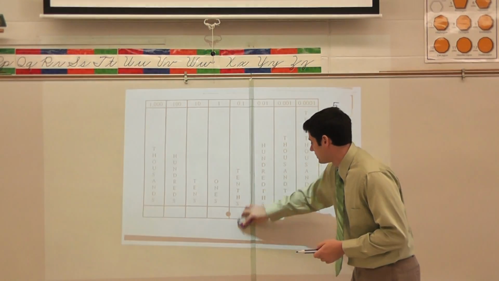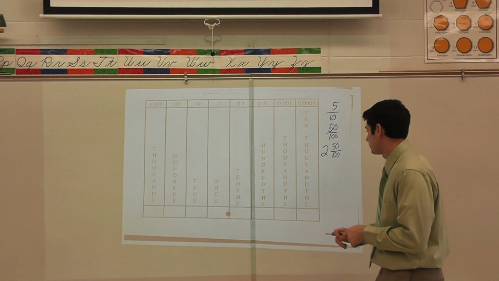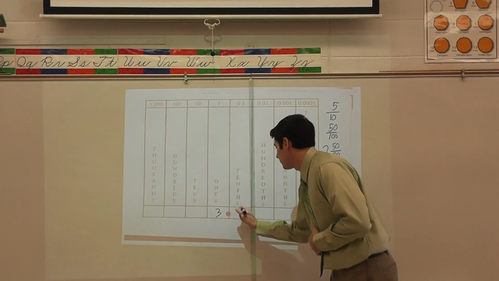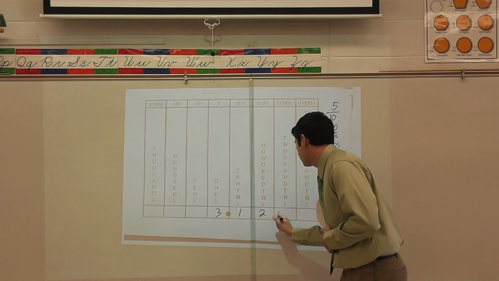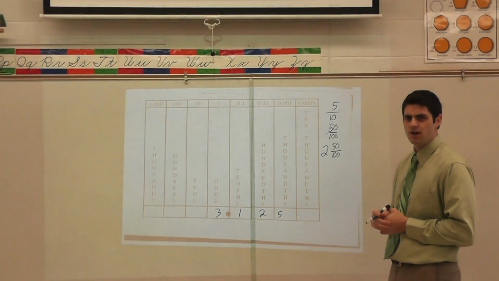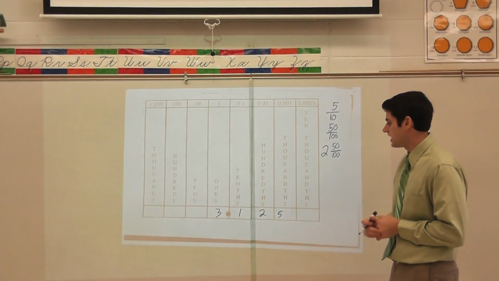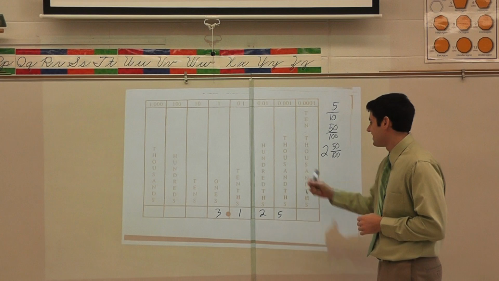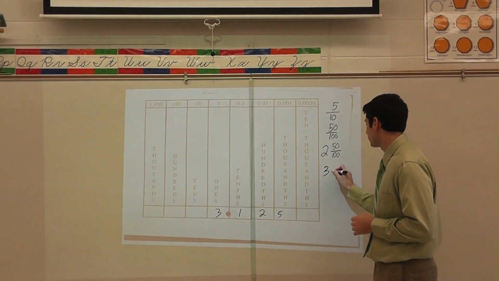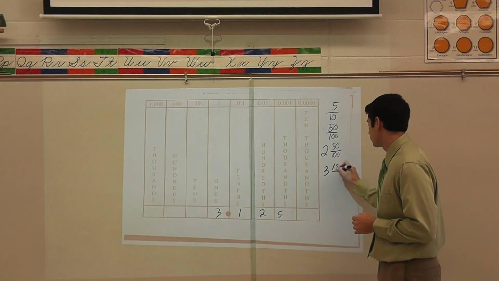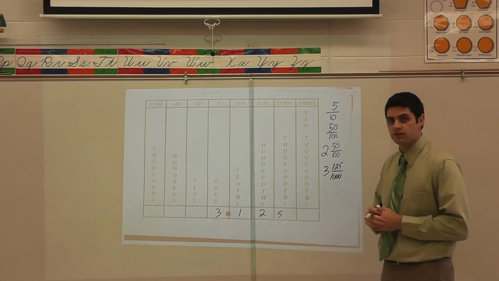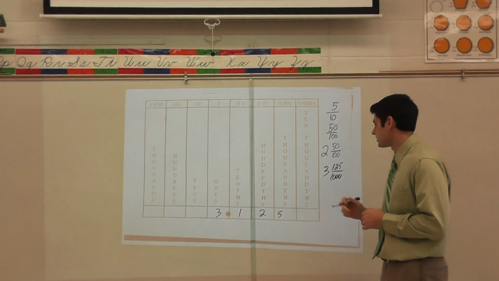Okay, let's try a different one here. What if I were to write 3.125? How would I write that one out? Okay, so we'd say 3 and 125 thousandths. So again, 3 is our whole number, and we say 125 thousandths, working with our fraction here.